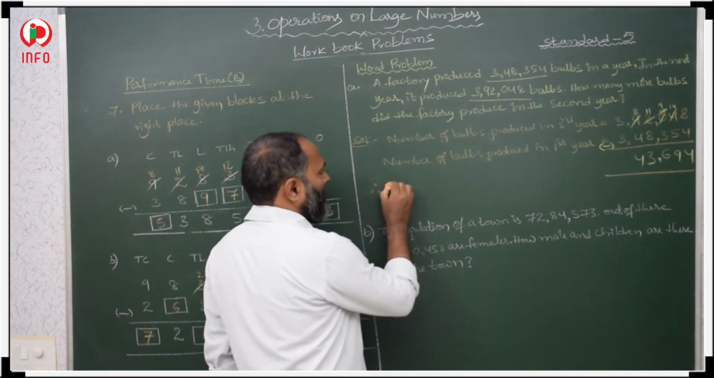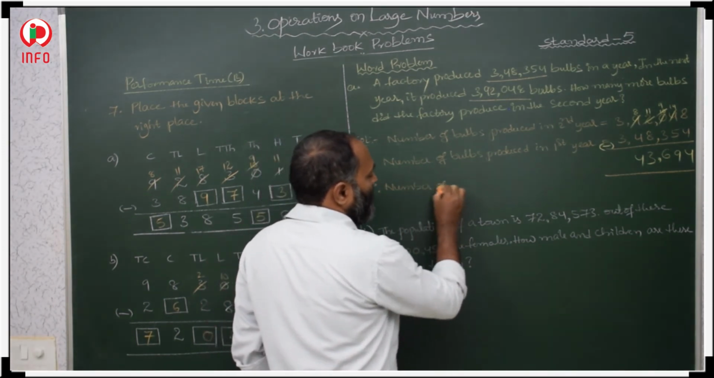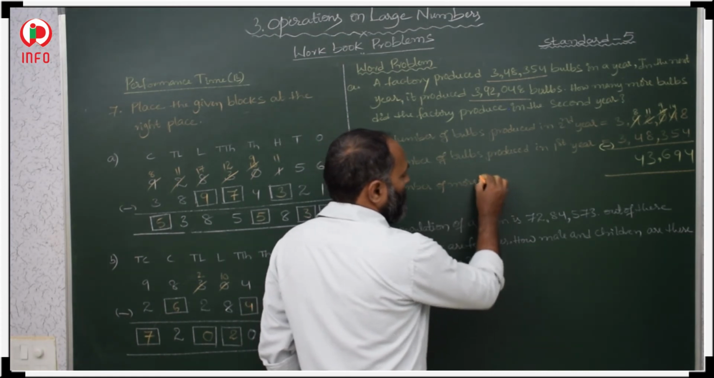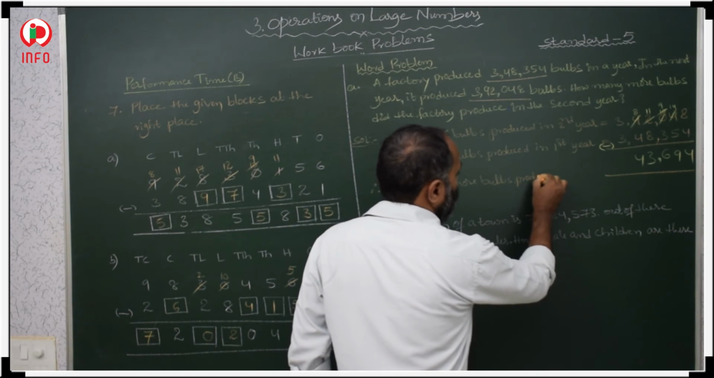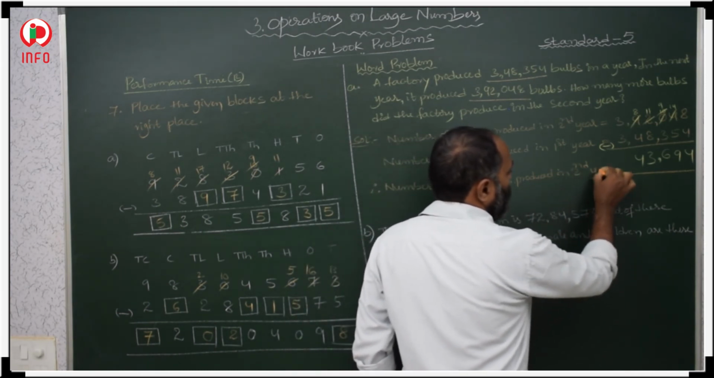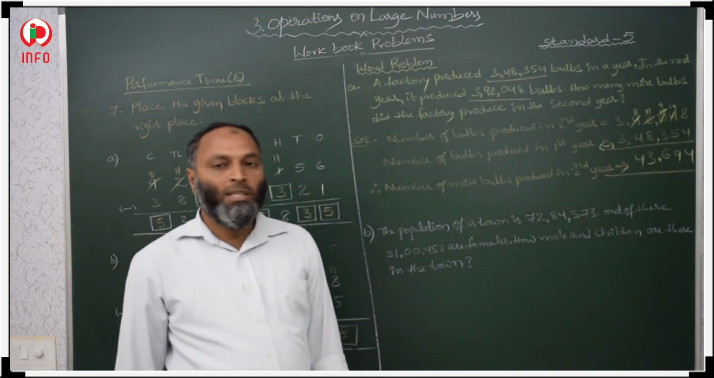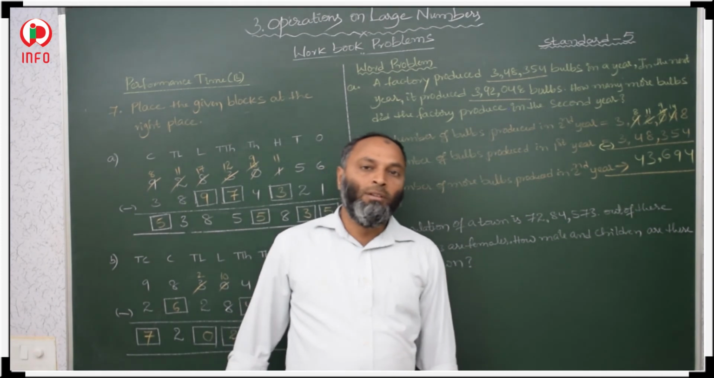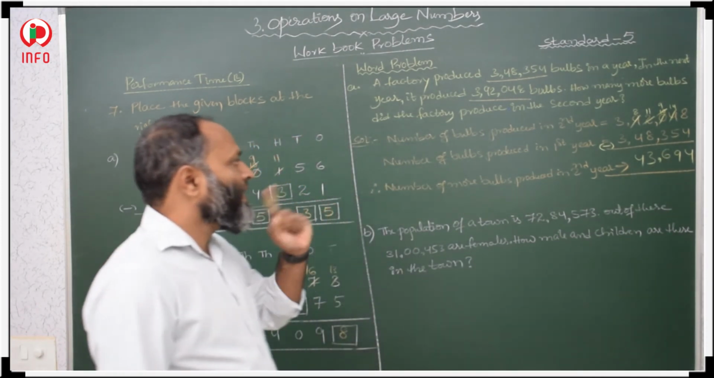Therefore, the number of more bulbs produced in the second year is 43,694. This many more bulbs were produced in the second year. Okay. So in this form you have to find the number of bulbs.